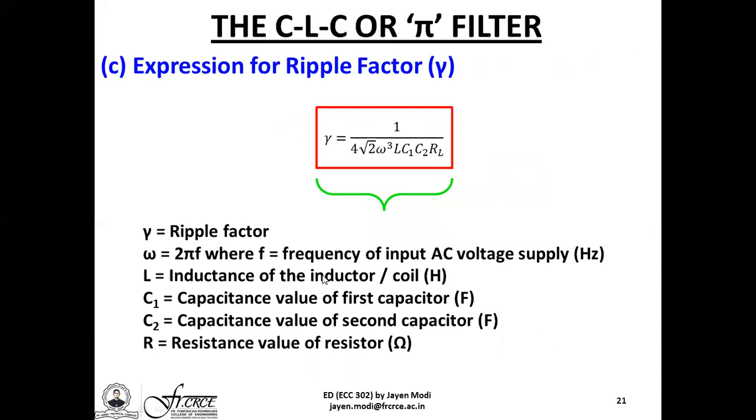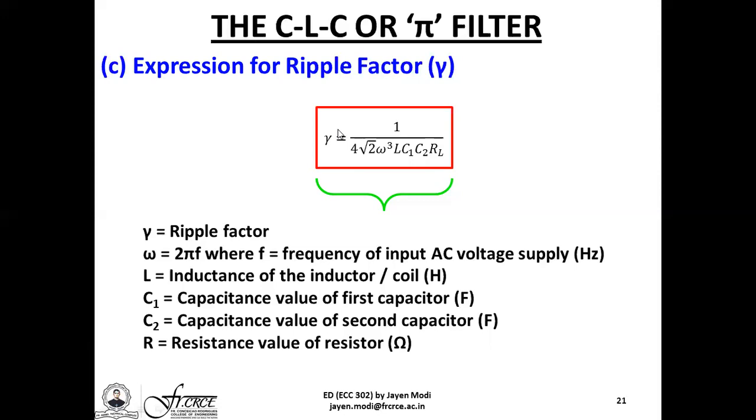The ripple factor gamma for a CLC or for a pi filter is given by gamma is equal to 1 upon 4 root 2 omega cube L into C1 into C2 into RL. Now, there are a couple of interesting parts. The first part is just like the capacitor filter, the ripple factor is inversely proportional to the load RL. So if RL is extremely large, gamma will be extremely small. And yes, under ideal conditions, gamma should be 0, but under practical conditions, the ripple factor gamma should be as small as possible.